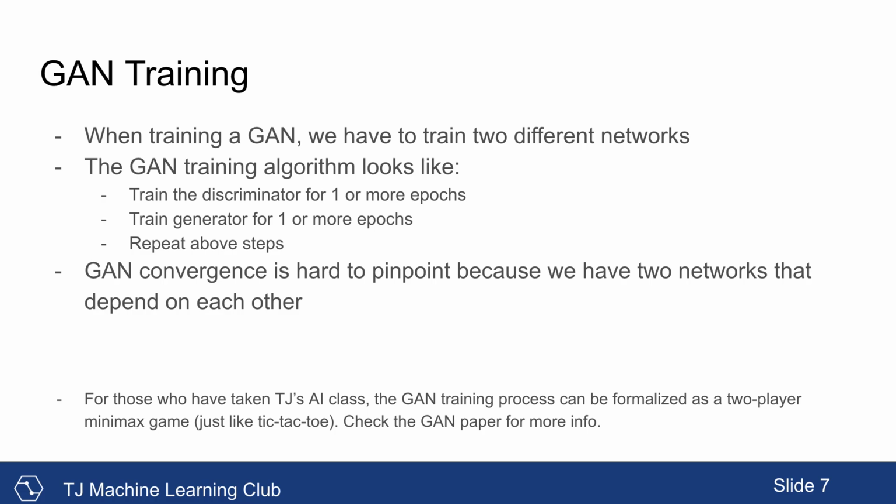And as a side note, for those of you who have taken the AI class at TJ, or for those of you who are taking it currently, you may have thought about this: the GAN training process is like a two-player game, right? One player goes or trains, and then the next player trains, and so on, and you're trying to one up the other player. It turns out that you can actually formalize the back and forth between the two systems as a minimax game, just like you did with tic-tac-toe in AI. I won't be going too much into the game theory formalization here, but you can check out the GAN paper, which goes into it in depth.